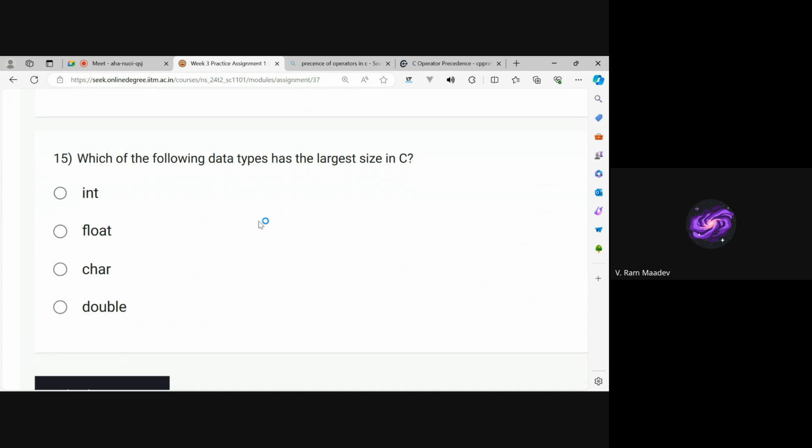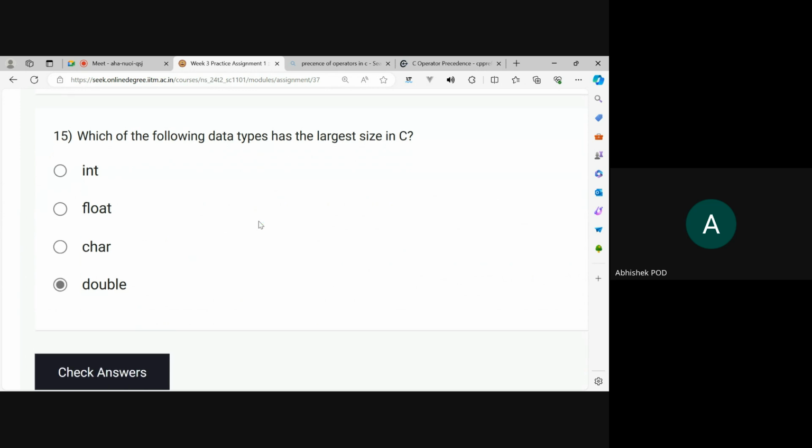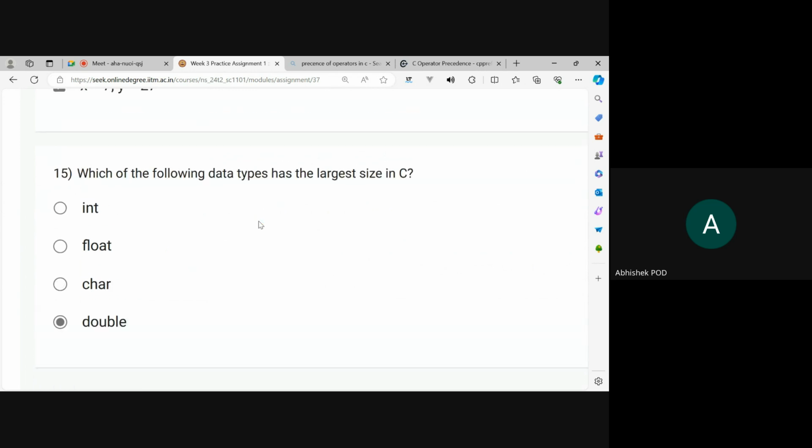Fine. So probably the last question: which of the following data types has the largest size in C? Double. We have discussed it in the very beginning that int stores numbers without precision. Float is used when you want to store numbers with precision, and when you want to extend that capability to store more precision, you go with double. So double is going to take the maximum size.